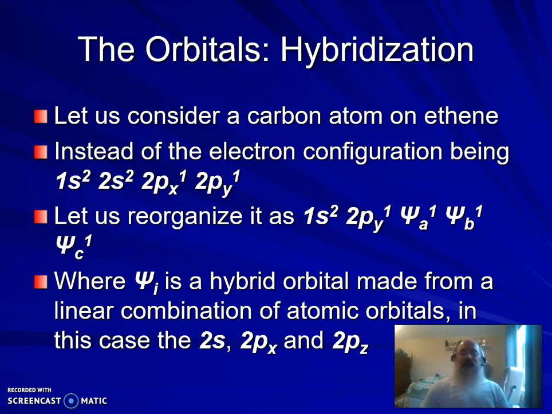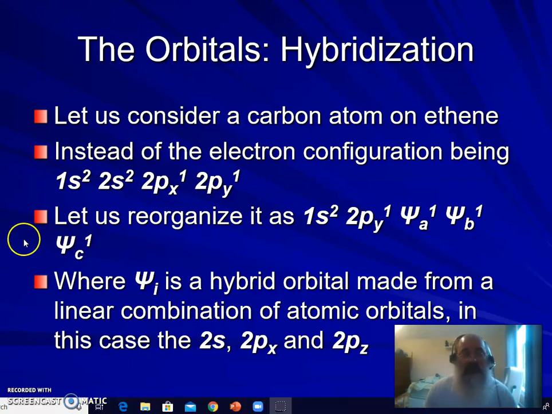Let's think about, in this case, ethene, and just think about an individual carbon atom and what its sp2 hybridization is going to look like. Once the atom's orbitals are hybridized, instead of the electron configuration looking like 1s2, 2s2, 2px, and 2py, it's going to be 1s2, 2py will still have its electron, but then these 3 electrons are going to be hybridized over 3 orbitals that are each going to be sp2.